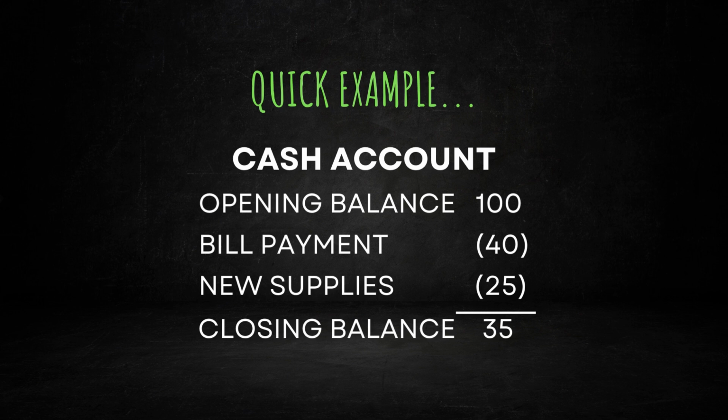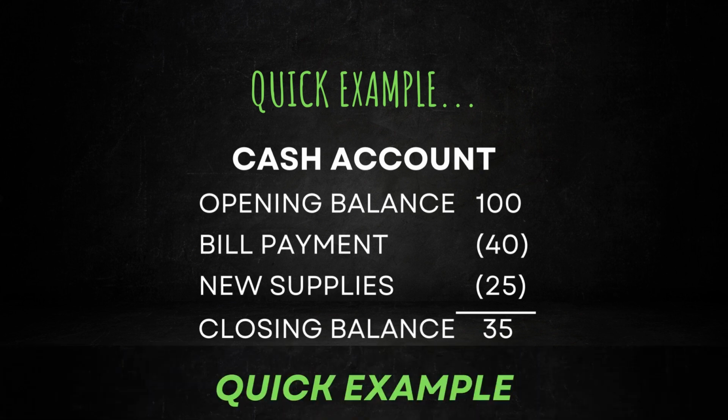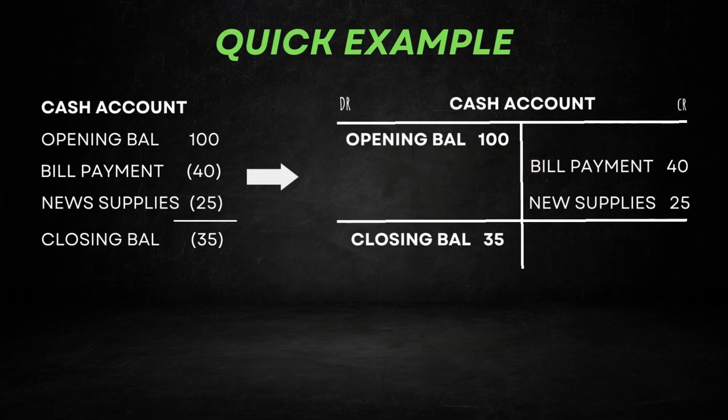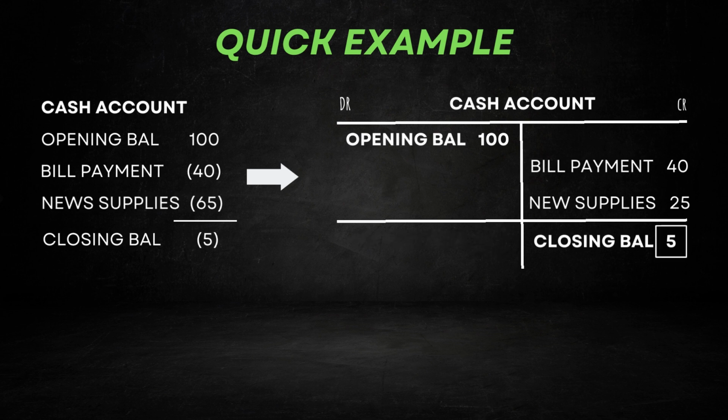Traditionally, you might calculate these changes linearly. However, when utilizing T accounts, you visually represent the flow of funds. As cash is an asset, part of DEALER, debits increase it, and credits decrease it. Therefore, the closing balance of $35 would be recorded on the left side of the cash T account. If the supplies had cost $65, resulting in a negative cash balance or an overdraft of $5, the closing balance would be recorded on the right side of the T account.